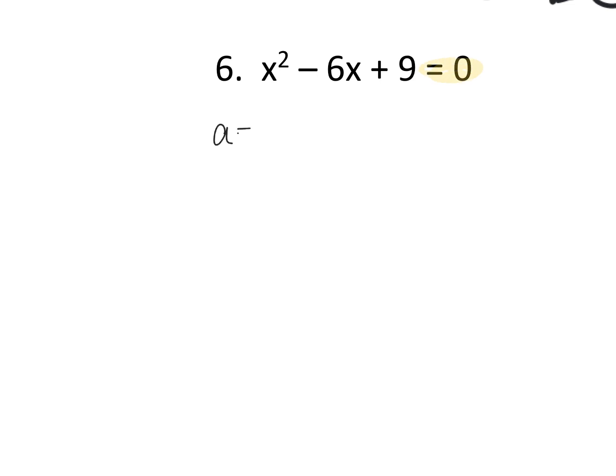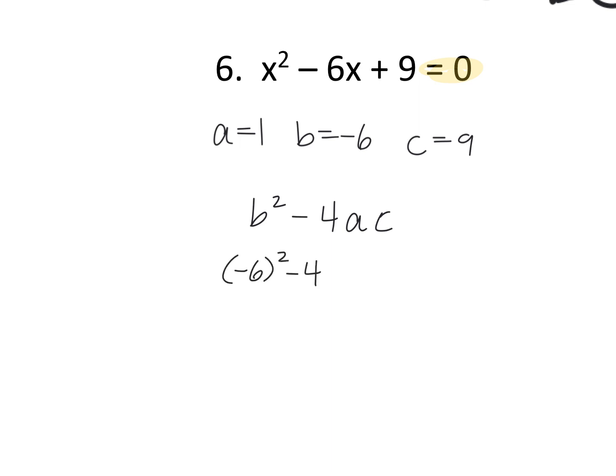A is 1 again. B is -6 again. C this time, though, is 9. And so same thing, B squared minus 4AC. It is -6 squared minus 4 times 1 times 9. You can do it in your calculator if you type this whole thing in, or you can do it in your head if you know how to multiply. That is 36 minus 36, which is what?